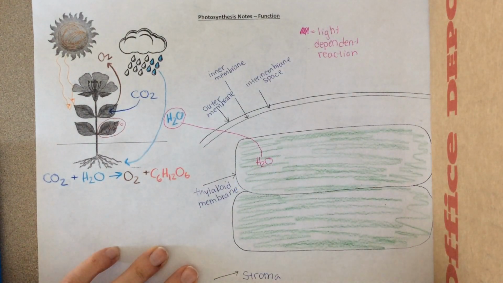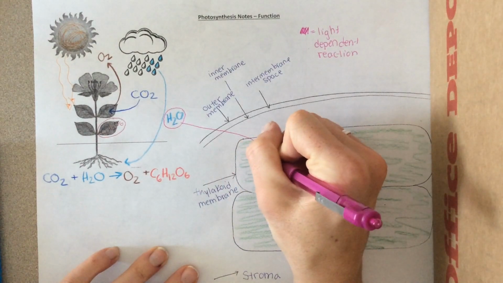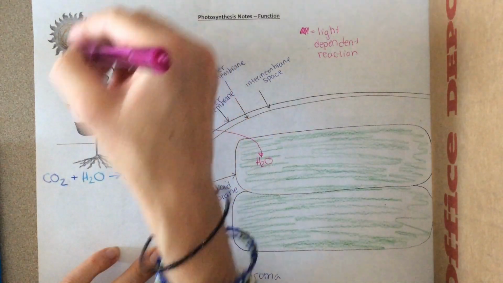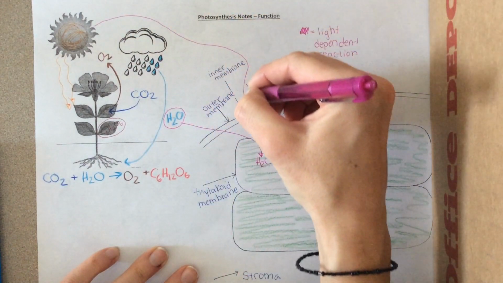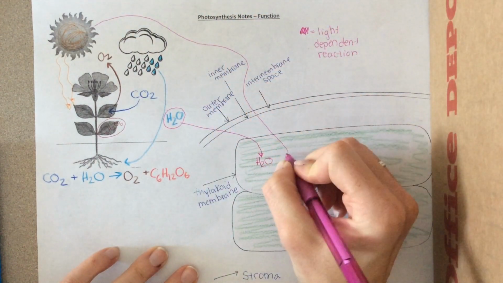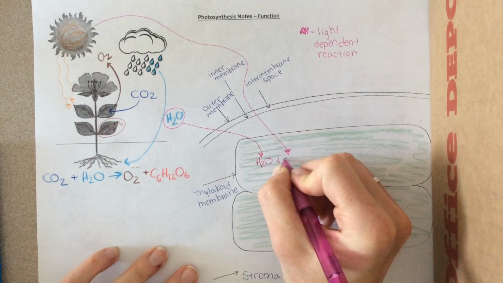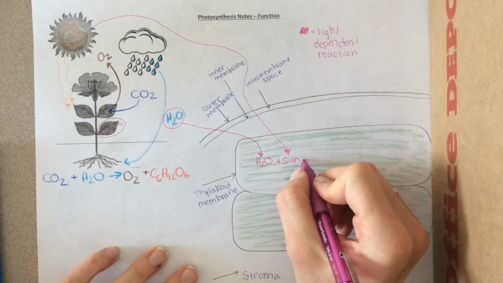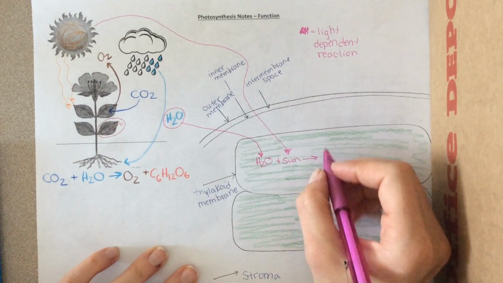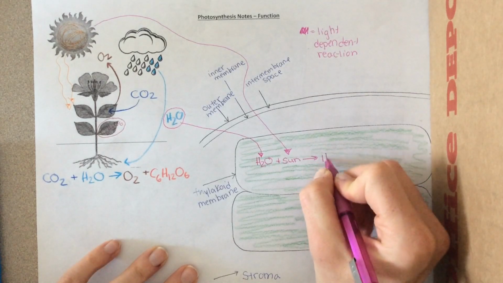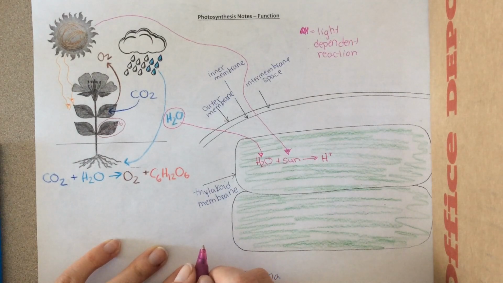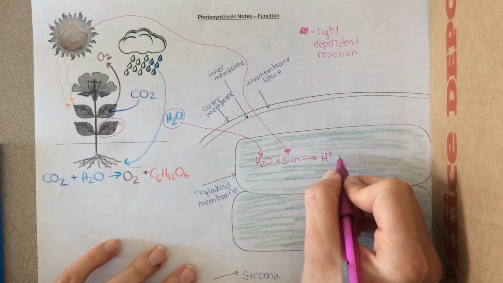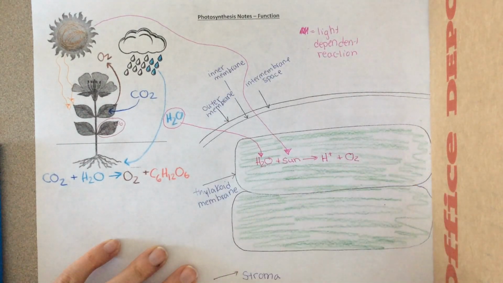When water's present in the thylakoid membrane, sun energy, I'm running out of place here. Sun energy is going to come in and it's going to split the water. It's going to split the water into hydrogen ions. We talked about that during Unit 2, that it has a charge, and oxygen gas.